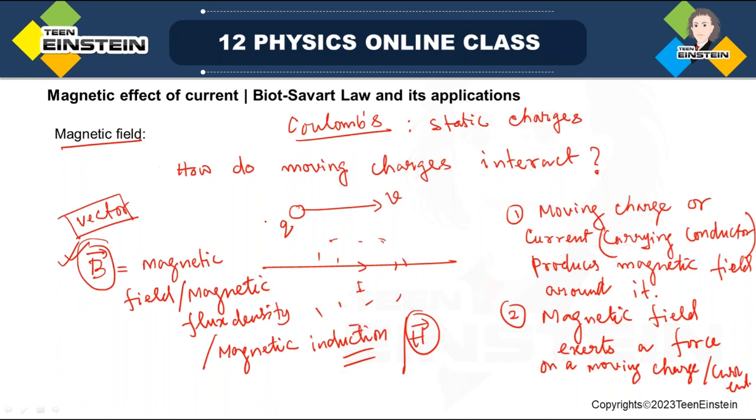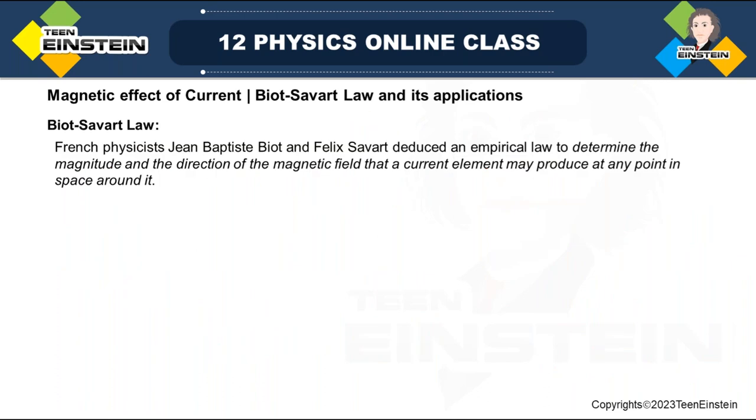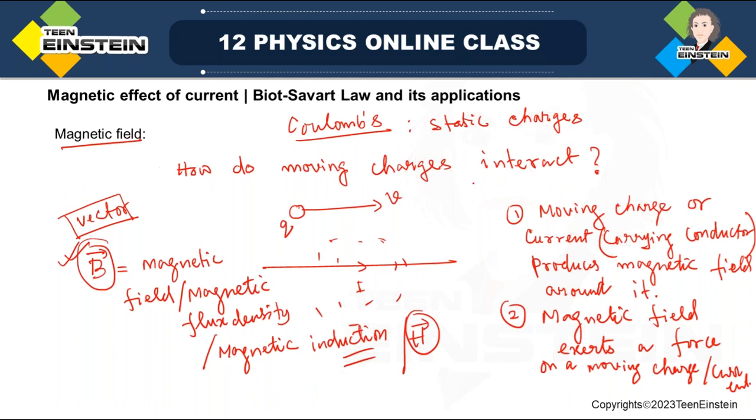Here, the magnitude and the direction of magnetic field produced by a current carrying conductor, or simply current, will be given by Biot-Savart law. So what I'm trying to say, both the direction and magnitude of the magnetic field created by a current carrying conductor can be obtained from the Biot-Savart law. Okay, let us see how. Experimentally, Oersted had observed that a current carrying conductor produces a magnetic field around it.